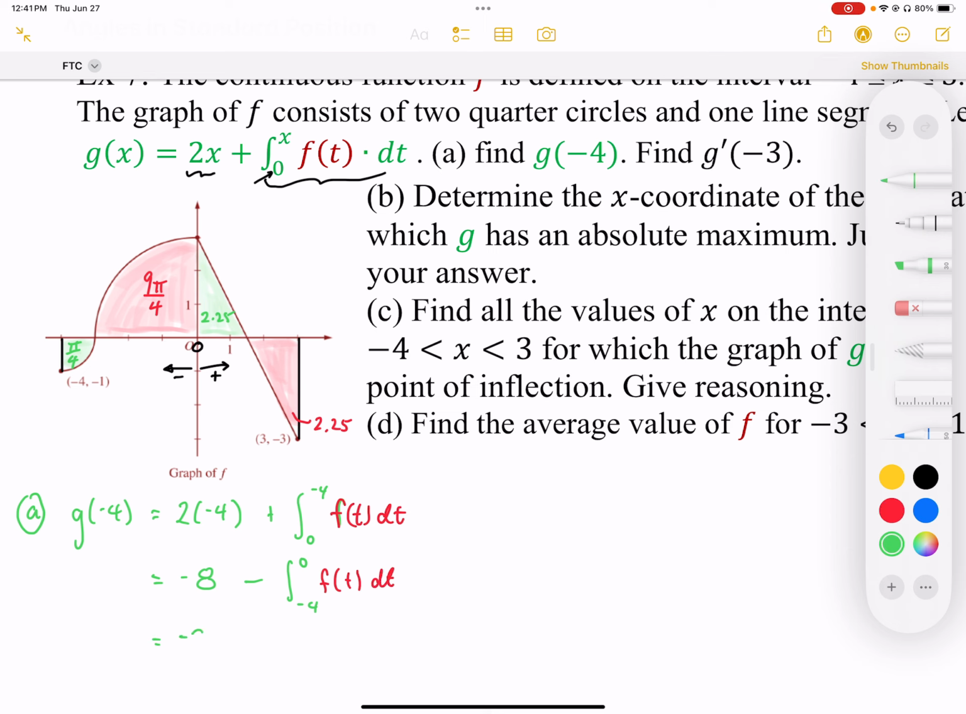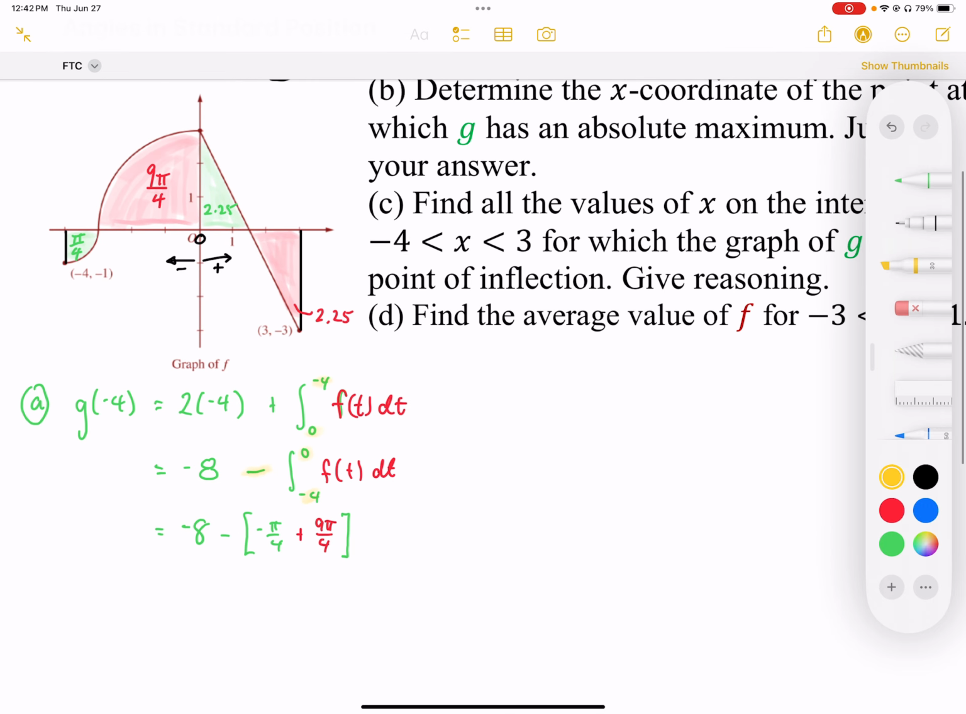So when I calculate this value, it's -8 minus, okay, the area below is going to be -4 pi over 4, and the area above is going to be positive 9 pi over 4. Now, I've treated above as positive and below as negative because I have flipped the bounds. I'm just going to highlight this. I made that negative here by flipping the bounds here. Okay, so you could keep track of the positives and negatives other ways if you like, but that's the way I'm keeping track of my positives and negatives.